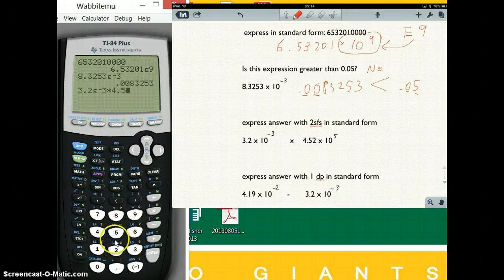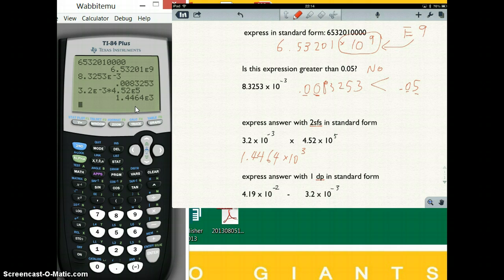4.52 E to the fifth. We get 1.4464E3. So that would be 1.4464 E3, which is the same thing as times 10 to the third.